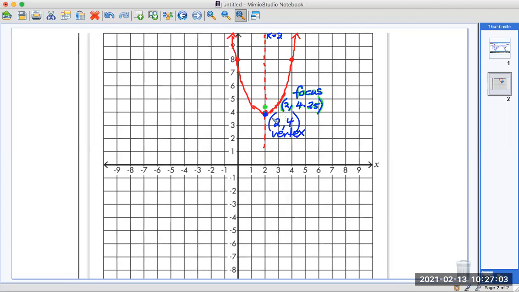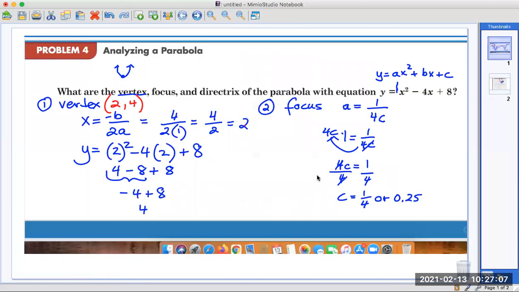So here's the focus. Now it's also asking, I think, in the question, so this right here is a little complicated. Look it over again. It's asking for the directrix. So we got the focus. Okay, the directrix is either a vertical or horizontal line that's on the outside of the parabola.